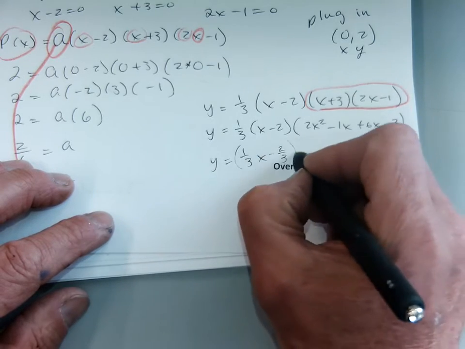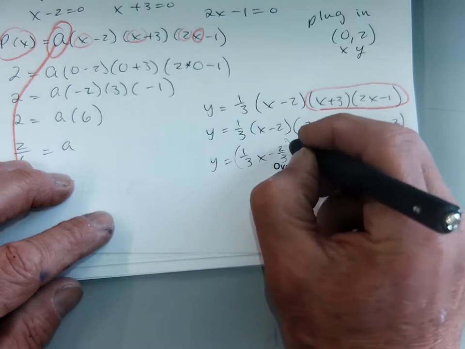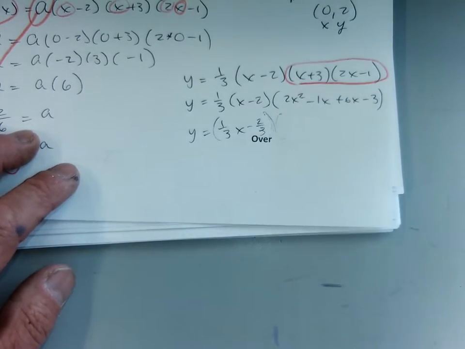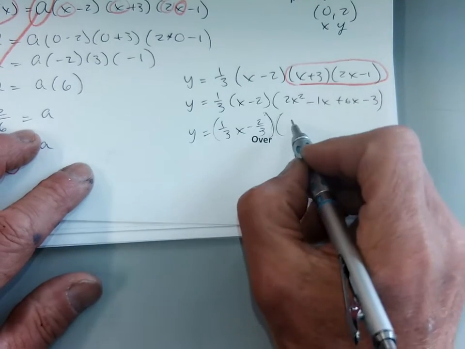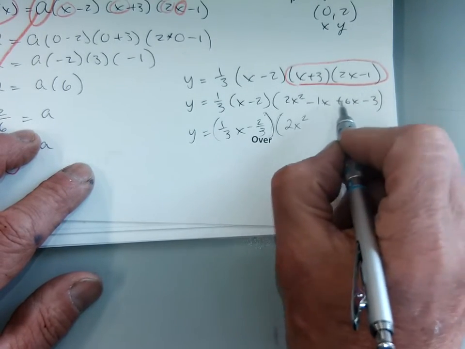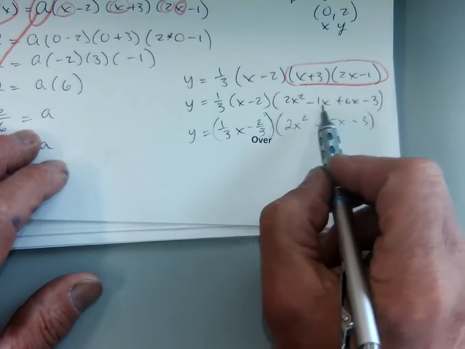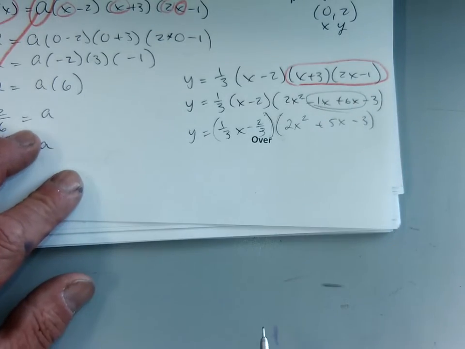I may as well bring the 1/3 in because I have to anyway. My pen's dying on me. I should just chuck it. So then I'm going to have a 2x squared plus 5x minus 3. I just combined those two terms.